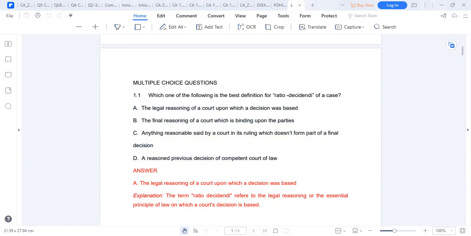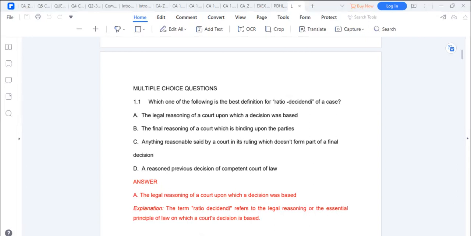Which one is the best reasoning for this? The answer is A, ratio decidendi. So ratio decidendi, answer is what? A. There is a legal reasoning of a court upon which a decision is based. That is called ratio decidendi.